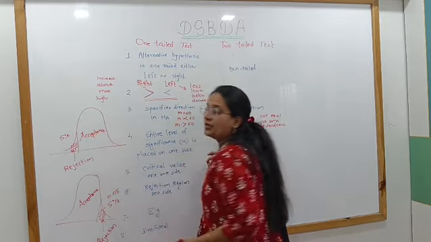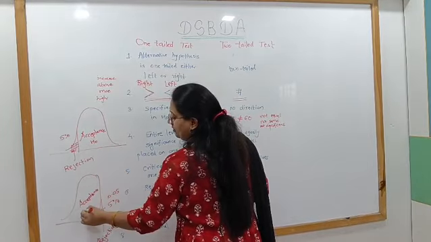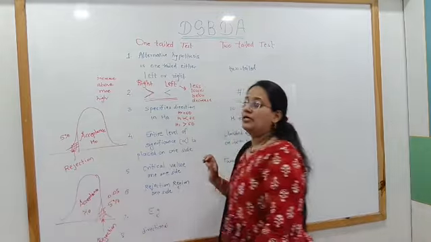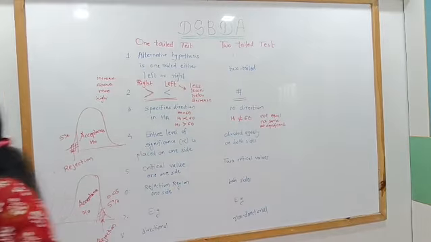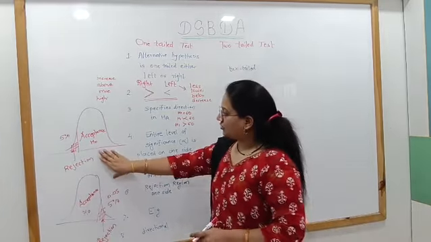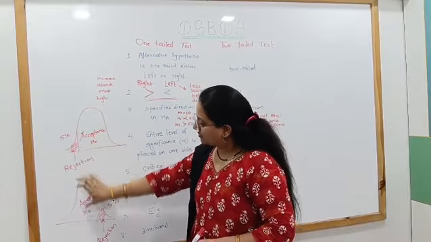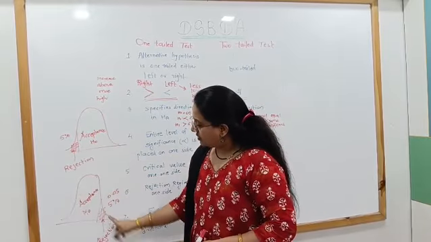Acceptance means we are accepting the null hypothesis. So this is the acceptance of H0. This is the acceptance region and this is the rejection region.